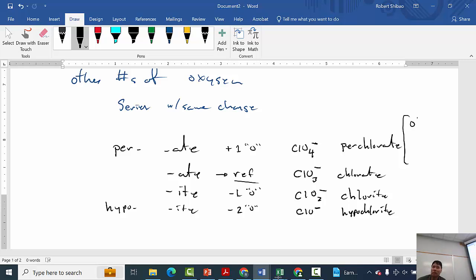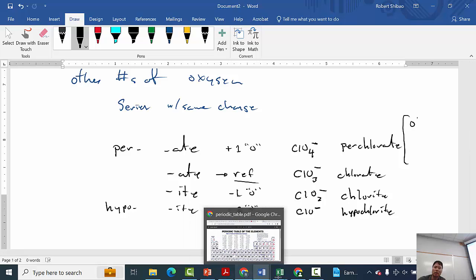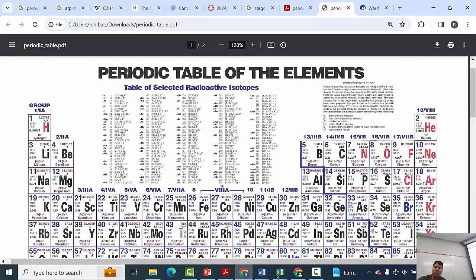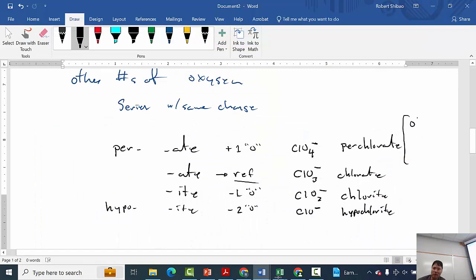Can you tell by looking at the periodic table how many electrons oxygen wants to take? Well, it's at 8, and it wants to get to 10. How many electrons is it going to take? 2. In fact, the whole oxygen family takes 2. So if each oxygen takes 2, then it has 2 extra electrons, and we get 2 minus.